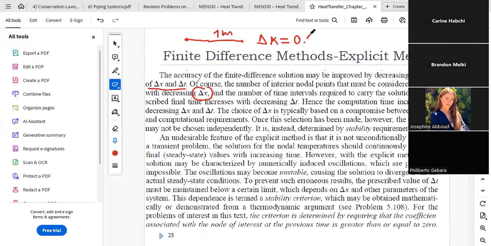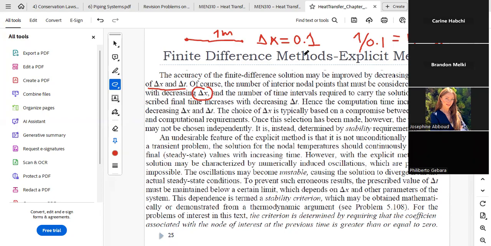okay, depending on the way you consider your nodes, in general, in the methods that we use together, the number of nodes will be equal to the number of cells plus 1. And here, what is the size of the cell? It's 1 over 0.1, which is equal to 10. And the number of nodes is equal to the number of cells plus 1. So the number of discrete points that you will have is equal to 11.